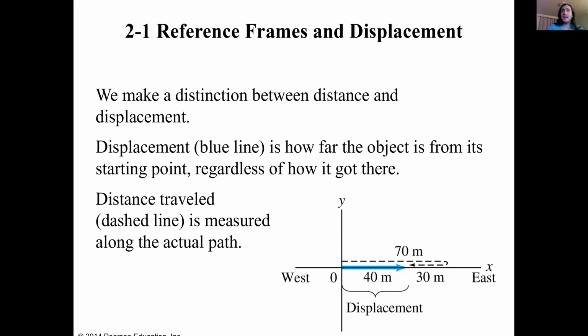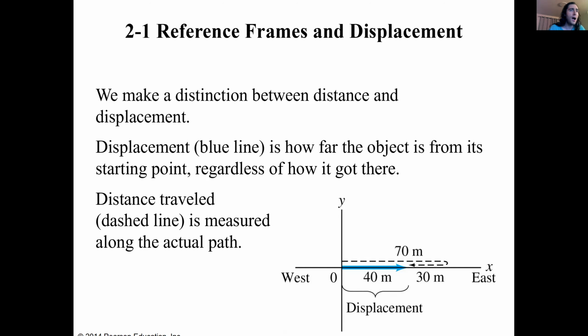Okay, so we need to make a distinction between distance and displacement. Displacement is the blue line in the diagram here at the bottom right. Displacement is a vector, okay? And that's why it is drawn as a vector in the diagram. It is a blue arrow which has a beginning and an end, okay? And the displacement is the difference between your initial starting position and your final or your ending position. You take the final minus the initial. That gives you the displacement, okay? And distance traveled can obviously be different than displacement, right?